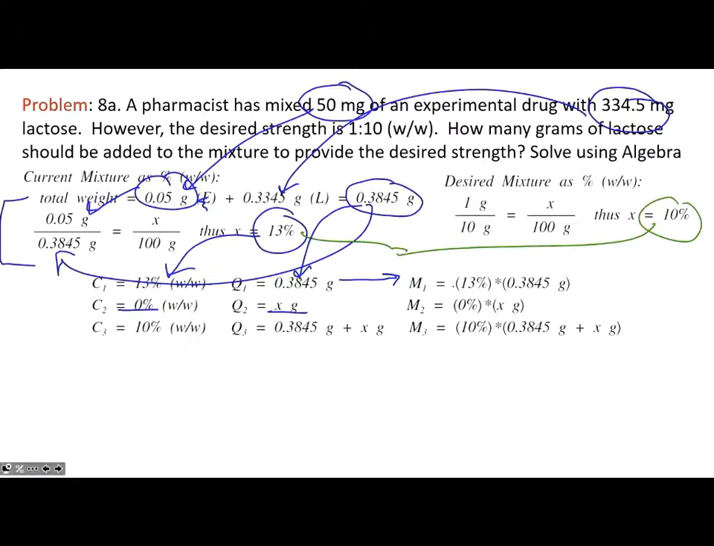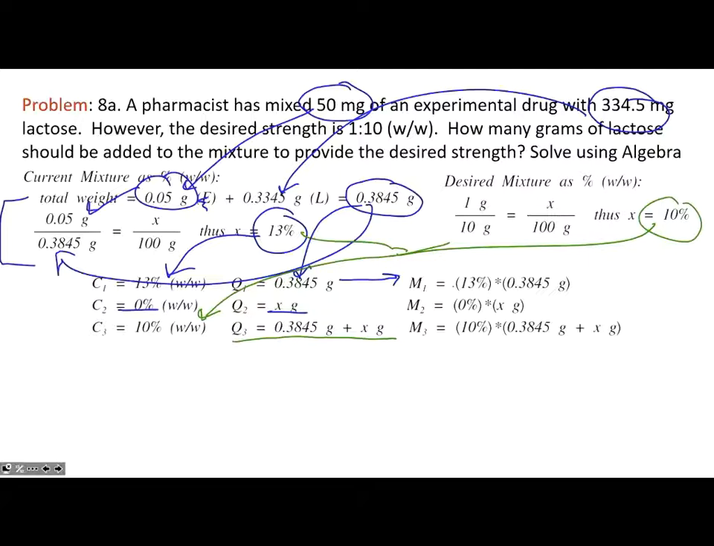But what will we get in the end? What we want in the end is my 10%. So that's what I want in the end. And this is the trick. Make sure you can do this. Remember, the quantity is just going to be the sum of the two products. I start with 0.3845 grams of my initial mixture. I'm adding X grams of lactose. My final quantity will be 0.3845 plus X.